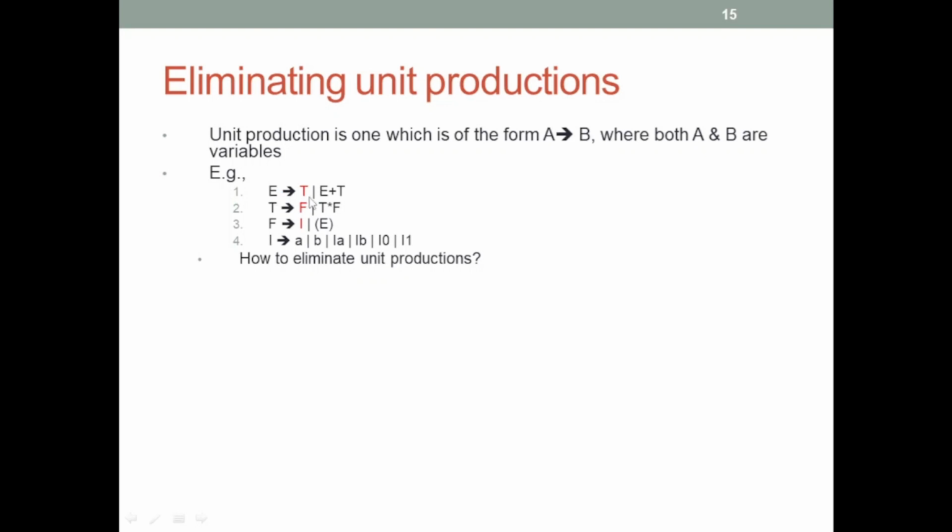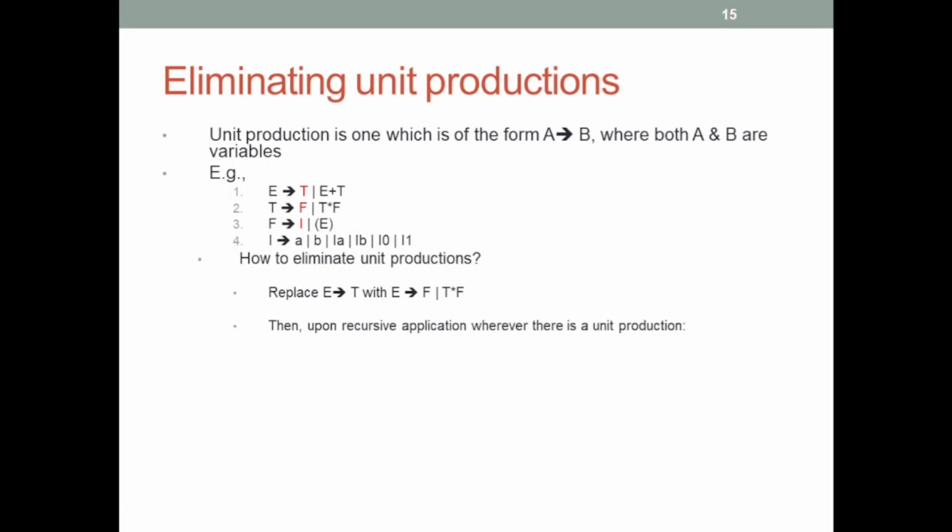Here capital E derives to capital T. Next capital T derives to capital F. Next capital F derives to capital I. These are the unit productions. Next, replace. For elimination you have to replace E derives to capital T with E derives to F or T star F. What is T here? T is another variable which is deriving to another variable, that is capital F. So you can replace that with the F or T star F.